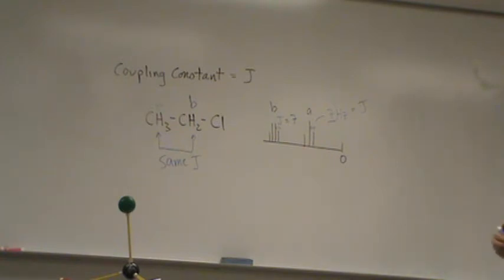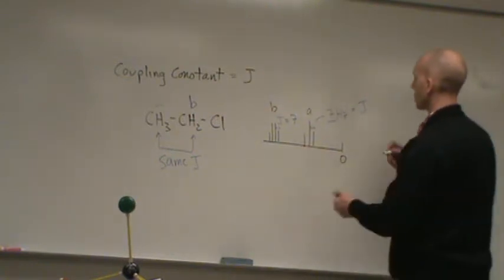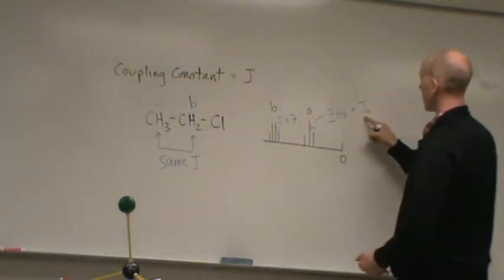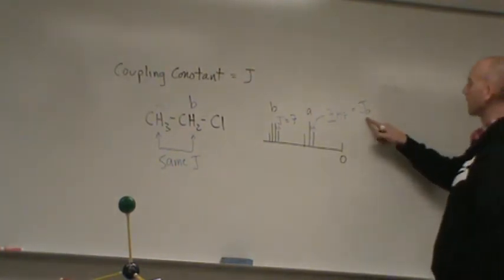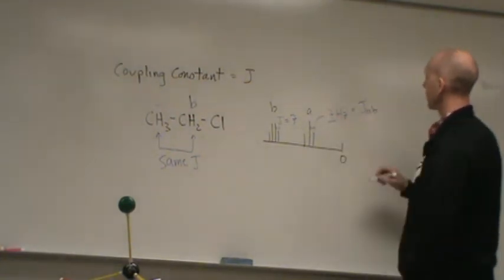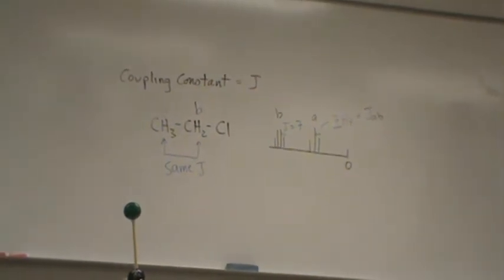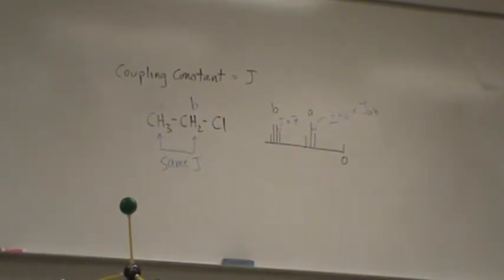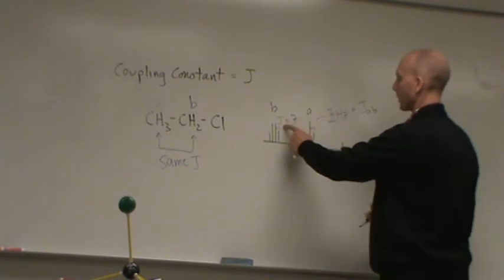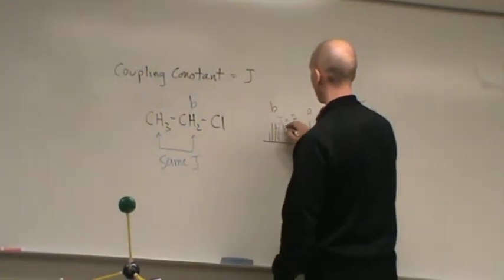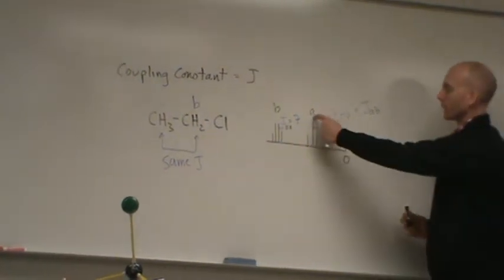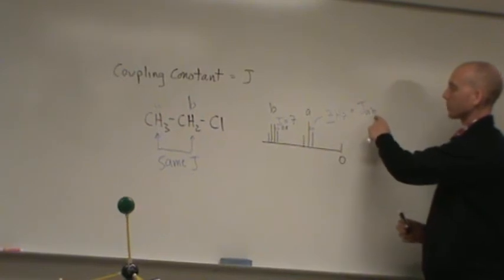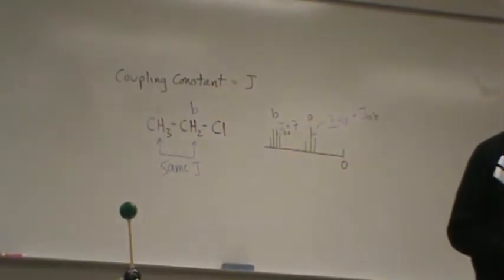Okay, so that's all the coupling constant is. The way that you'll see these labeled is this one here is the coupling constant for the A peak, right? But that A peak is being split by the B peak, and so we will call that one JAB. What do you think this J would be called? JBA. Okay, so the first letter represents the peak, and the second letter represents what it's being split by.